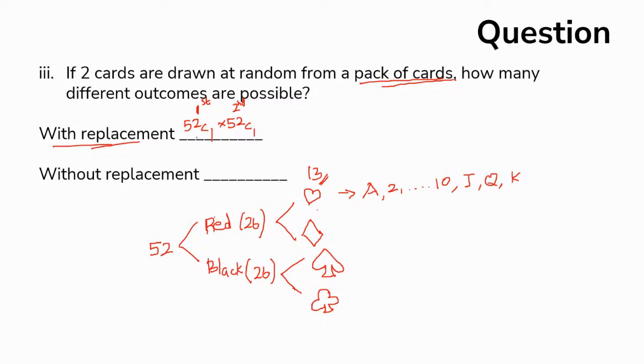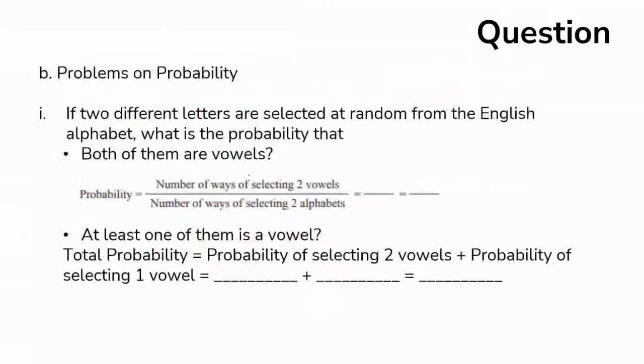Between these there are multiple combinations, so we multiply the two values. Without replacement means we take both cards in one go without replacing the card, so we can do it as 52C2. That is the value with replacement and without replacement. Hope you are getting the difference. Moving on to the problems based on probability. Try to read the question and understand it, and I'll give you a minute to do that.